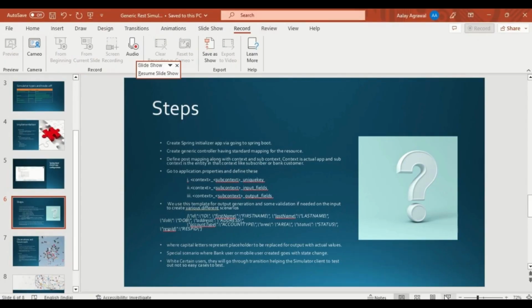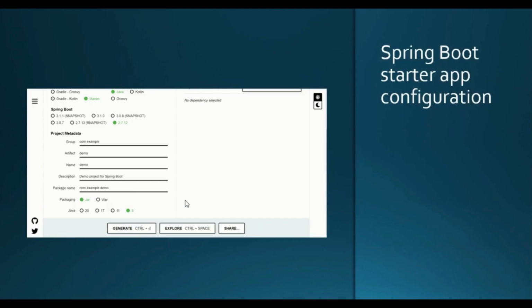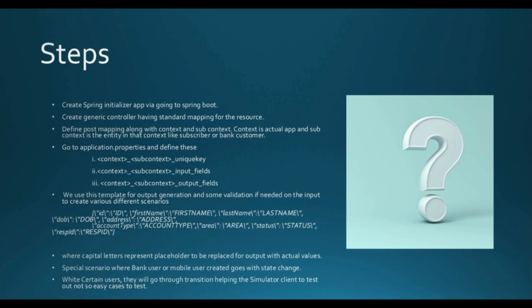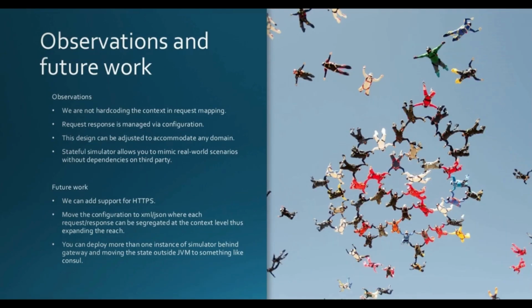Closing notes, I will go back to the presentation, and you will find this on the Git. I am going to post all of this onto the Git repo pretty soon. These are some of the observations. We are not hard-coding the context in the request mapping. I just want to call out explicitly: no context hard-coding. In this simulator, your context will be part of the simulation. When I say context, it is a domain. Don't get confused. Context is very dynamic in nature.